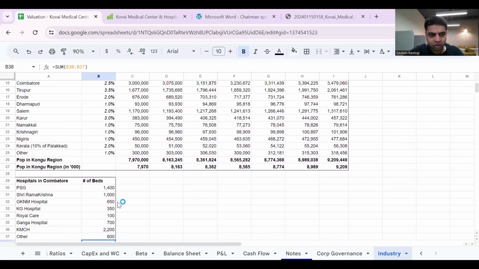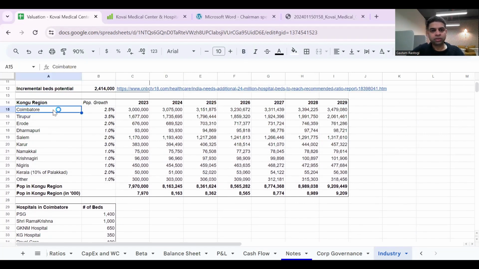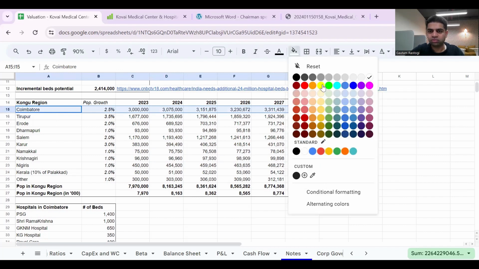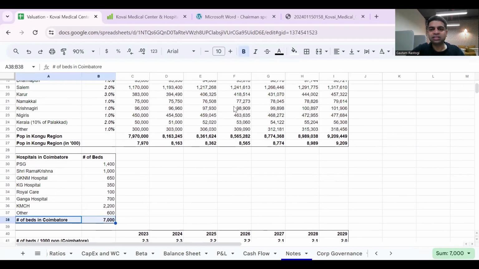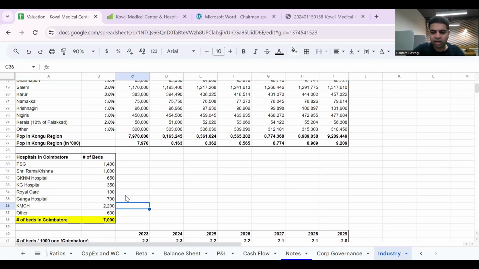And in Coimbatore, the population is what? 30 lakh. And the number of beds is 7,000, out of which our Kowai, KMCH, has like 31% of the beds in Coimbatore.